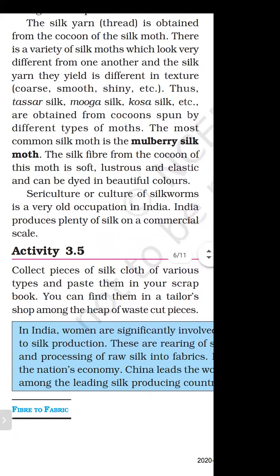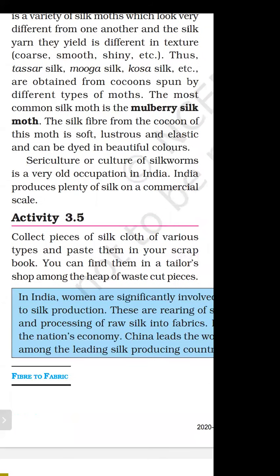So let us do activity 3.5. Collect pieces of silk cloth of the various types and paste them in your scrapbook. So you can make a scrapbook. You can paste the different types of silk there, different varieties of silk cloth. You can find them in a tailor shop among the heap of the waste cut pieces.